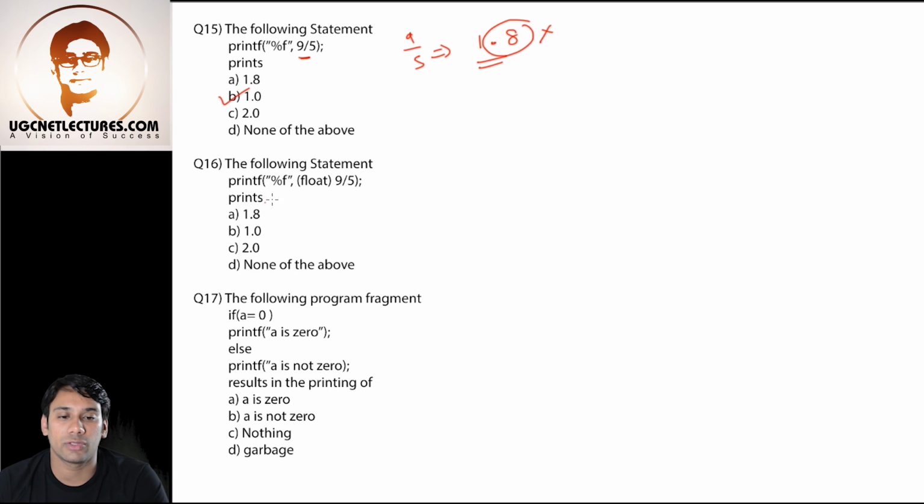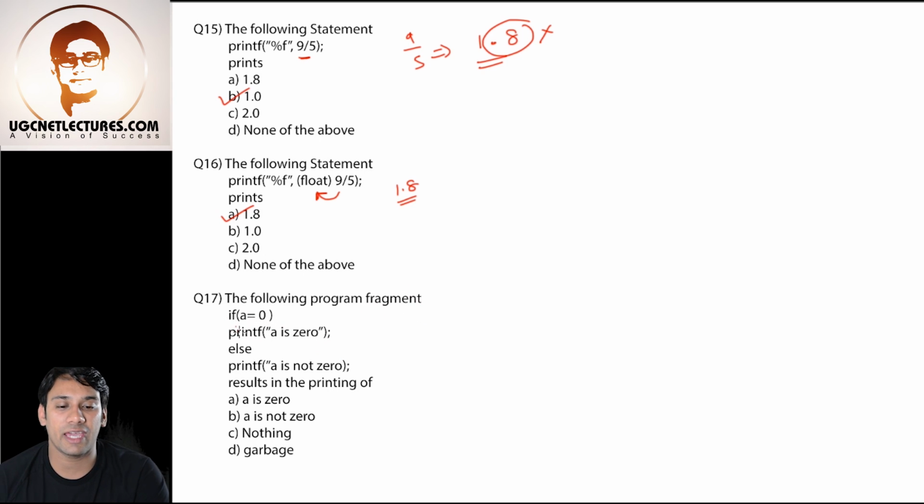In option C, I am doing a type conversion. That means I am changing the type from integer to float in this case. So it is going to take 9 by 5 as 1.8, as a floating point value. Therefore it is going to print 1.8. Then the next question.